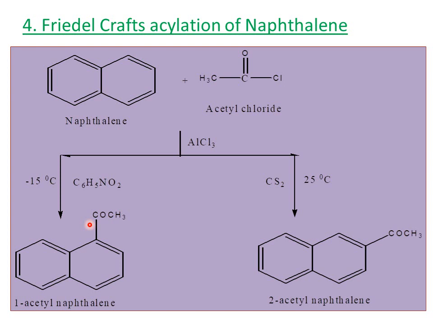Suppose I increase the temperature when compared with alpha attack, just increasing to 25 degrees centigrade, and change the solvent to carbon disulfide. The attack goes to the beta position and it gives beta-acetyl naphthalene, also named 2-acetyl naphthalene.